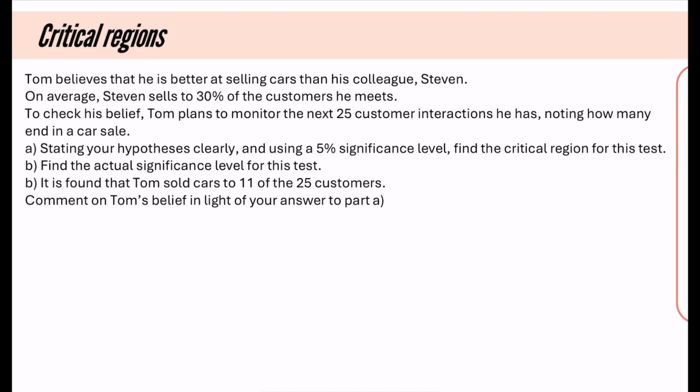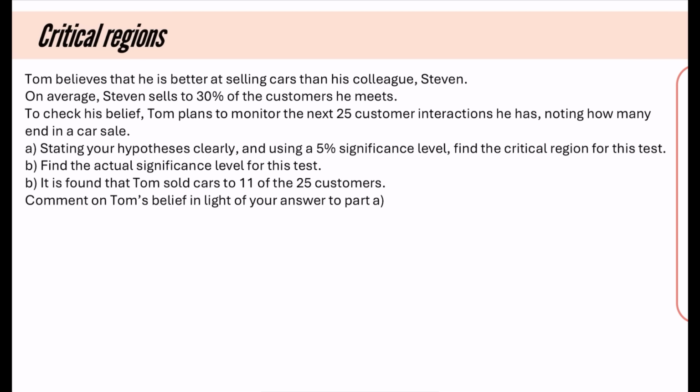So here we've got Tom. Tom believes that he is better at selling cars than his colleague Stephen. On average, Stephen sells to 30% of the customers he meets. To check his belief, Tom plans to monitor the next 25 customer interactions he has, noting how many end in a car sale. Stating your hypotheses clearly and using a 5% significance level, find the critical region for this test.